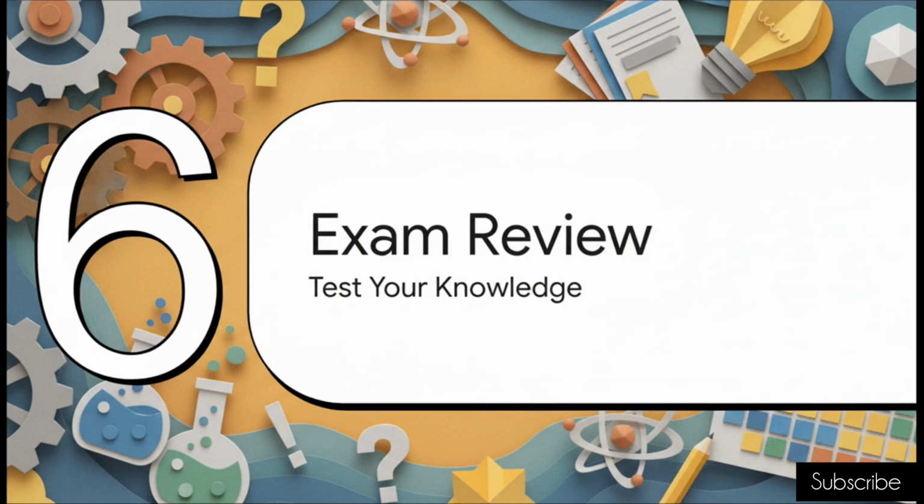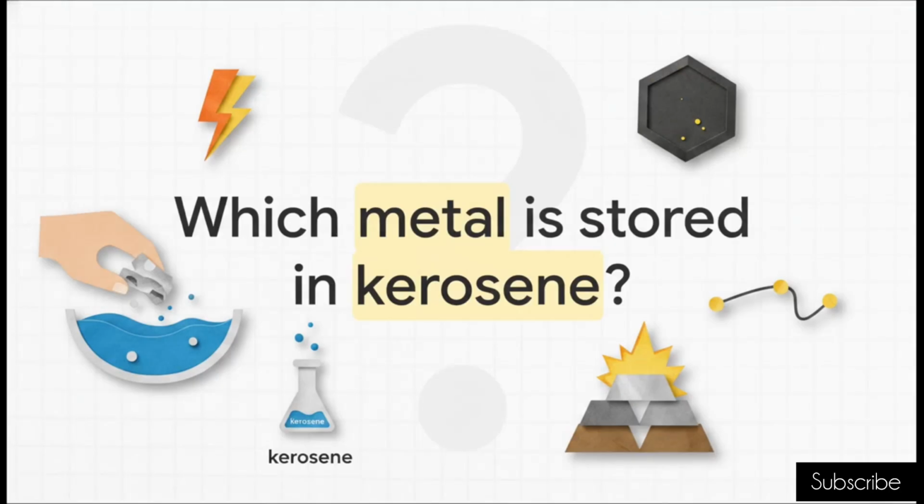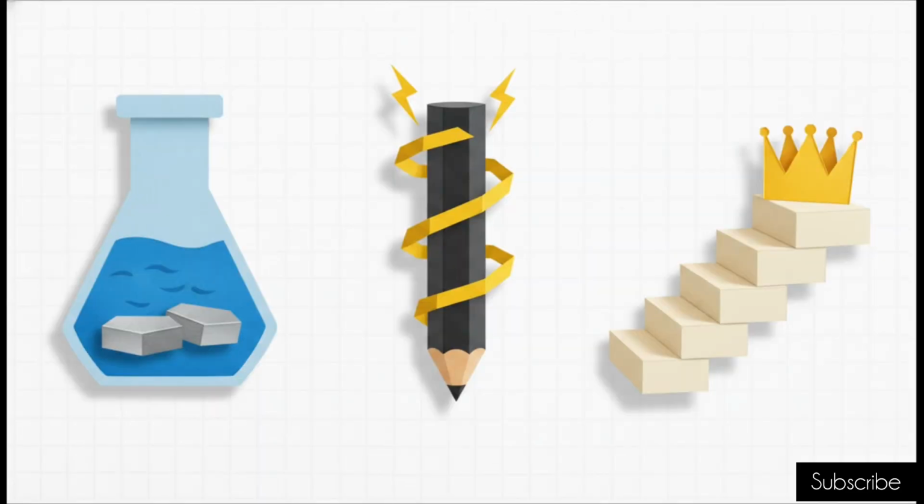Finally, we've made it to Section 6, Essential Exam Question Review. Okay, we're kicking this off with a rapid-fire one-mark gauntlet. You ready? First, which metal is so reactive it actually has to be stored in kerosene? Second, name a non-metal that breaks the rules and conducts electricity. And third, thinking back to our hierarchy, which metal is the absolute least reactive? Let's see how you did.